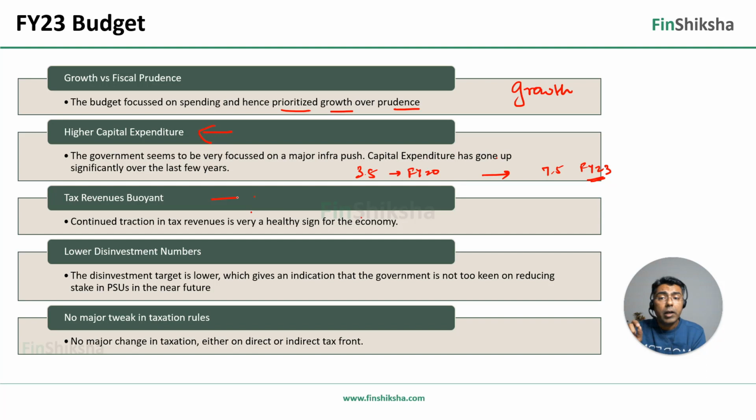Tax revenues are consistently buoyant. That's a very good sign, in the sense that I think income tax growth rates in India over the last 8-9 years is close to 12% CAGR, right?